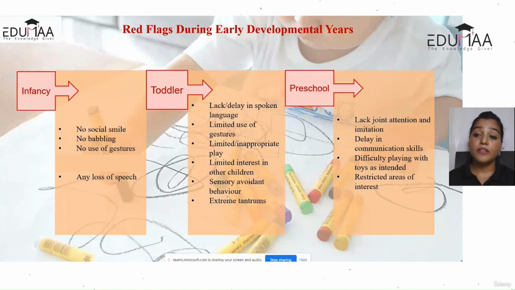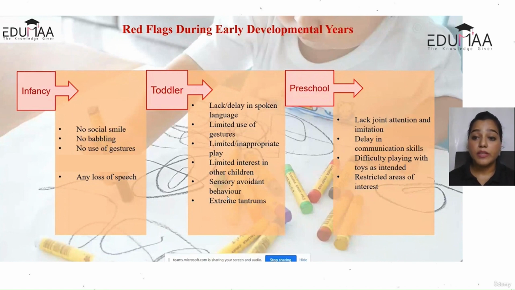Whether there is difficulty in playing with toys as intended. So probably the child just likes to put all the blocks in a specific line. That's how they like to interact with the toy. They do not join them or make some design or house out of it. They just line them up in a specific way, line them in a specific color or something like that. They do not understand how to play with toys. They are not able to explore different ways of playing with the toy. So we need to definitely help our child in that specific domain.